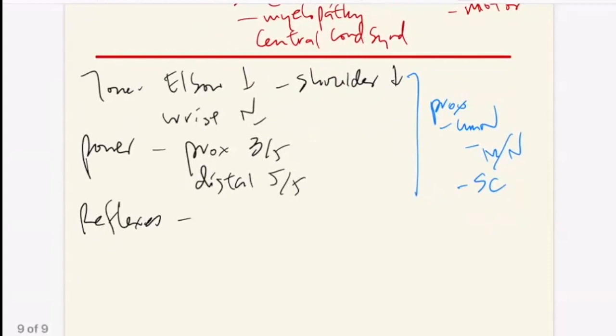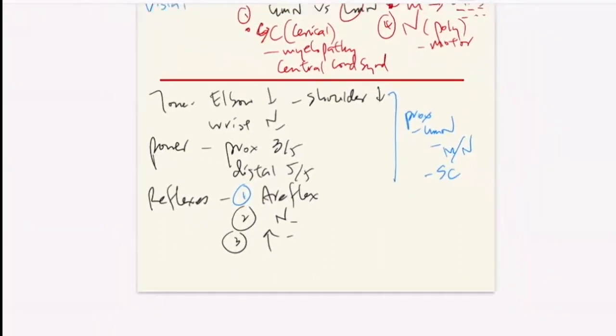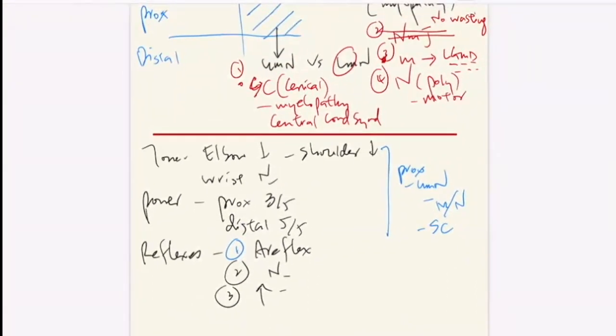So now I give you 3 scenarios for the reflexes. The first one is areflexia. The second one, the reflexes are possibly normal. The third one, the reflexes are brisk, especially in the supinator jerk or brachioradialis jerk. So these 3 scenarios have 3 differentials.